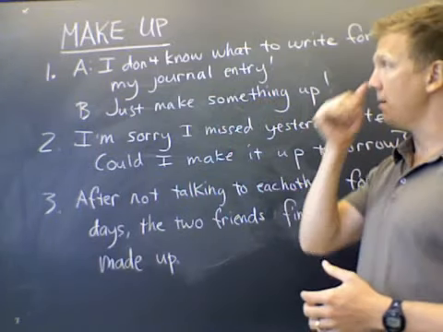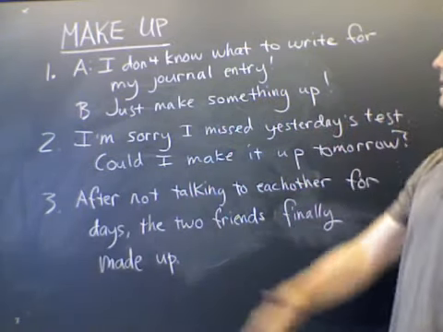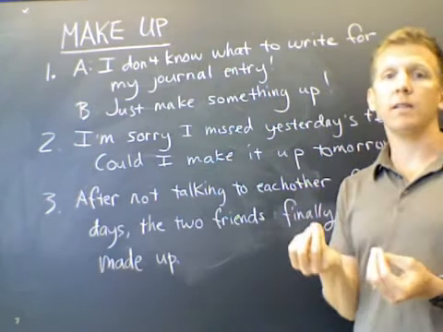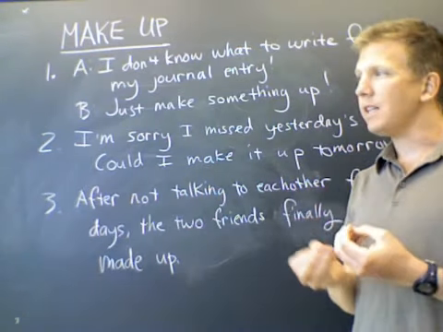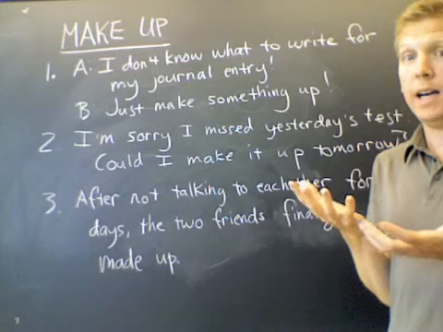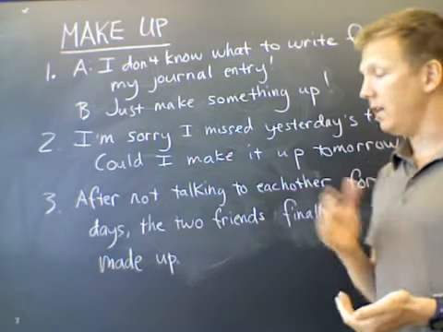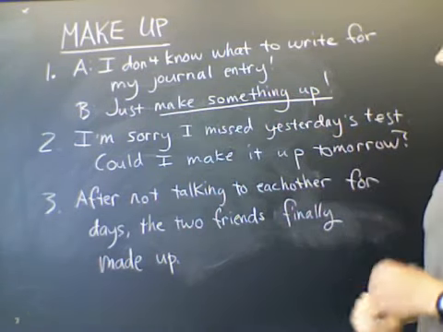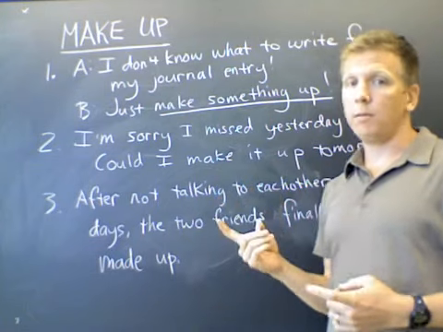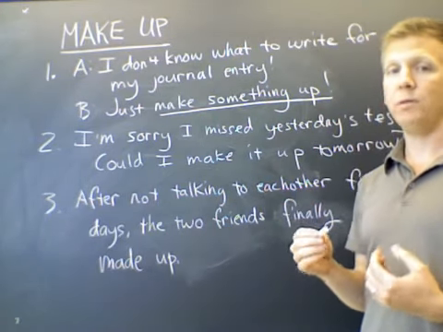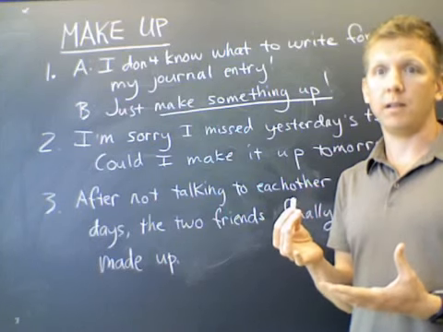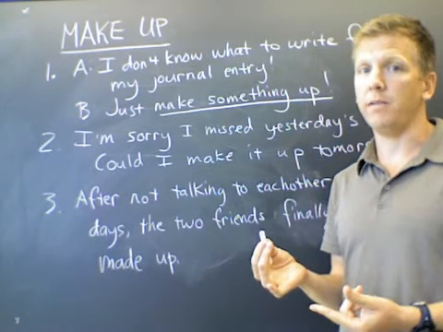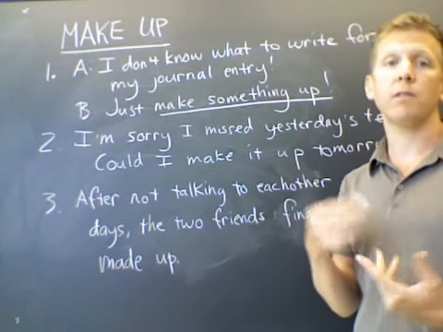Okay, let's look at example number one. So if person A says, I don't know what to write for my journal entry. Okay, so I'm thinking of something. I know I need to write something for my journal entry. I don't know what to write. Okay, and someone might say, oh, just make something up. Okay, so here in example number one, make up means to invent, to create something, and very often on the spot without thinking about it very much, just to be very creative.